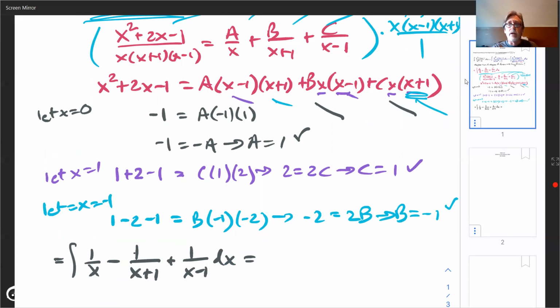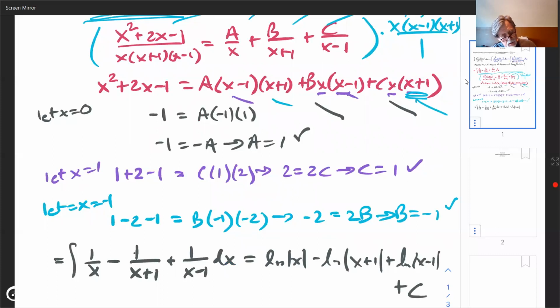All of that was algebra, all of it. This is calculus right here. We integrate, we get the natural log absolute of x minus the natural log absolute of x plus 1. And then plus natural log absolute of x minus 1, and guess what? Plus c. And so our answer is right there. This is what we're doing.